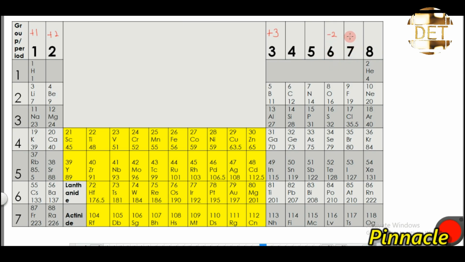Oxidation number of elements in group 7 is minus 1. How did I get the minus 1? 7 minus 8 will give you that. Oxidation number of elements in group 8 is 8 minus 8, and that will give you 0. Oxidation number of elements in group 5 is 5 minus 8. That will give you minus 3, or it can be plus 5. So in some of the elements here, the oxidation number ranges from minus 3 to plus 5. An example of such elements is nitrogen. The oxidation number of elements in group 4 can be plus 2 or plus 4. So this is quite easy.